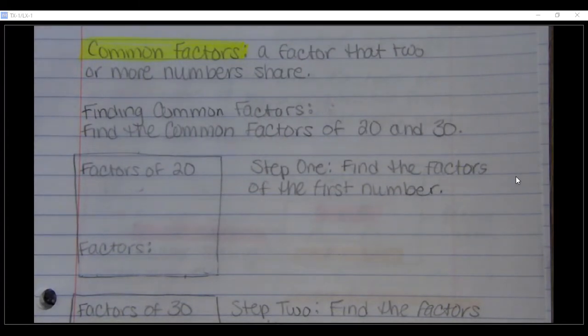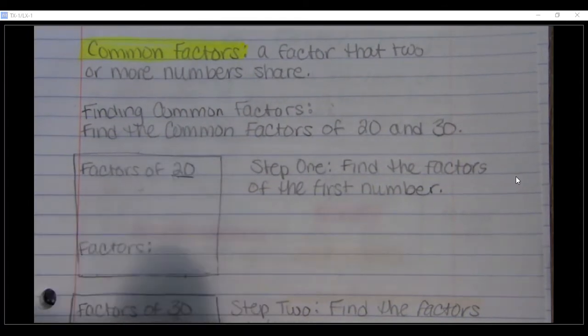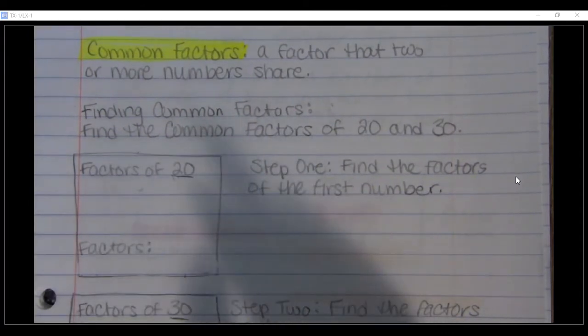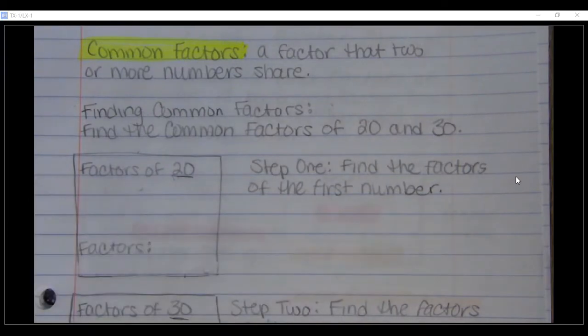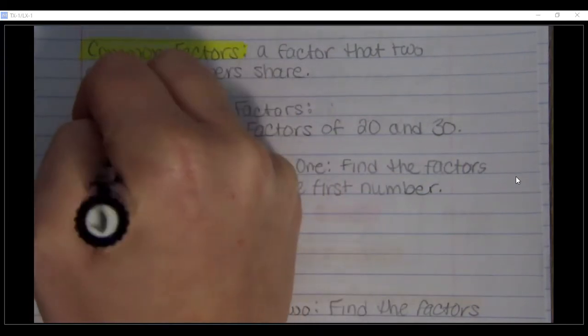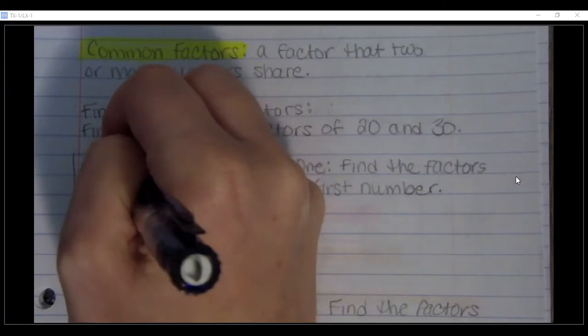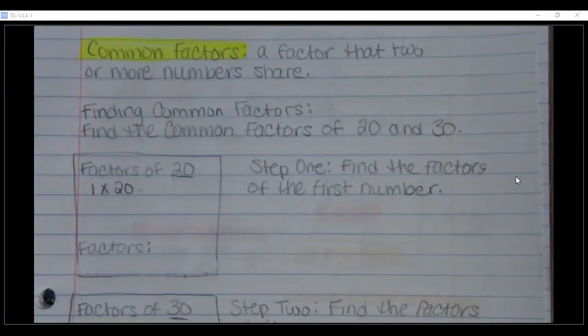So now we're kind of rewinding. We need to find factors. So that is finding numbers that multiply into the numbers that we're trying to find. So I'm going to start with 20. I'm going to start with my 1 and the number itself. So that 1 and 20, because those are always going to be factors of the number.